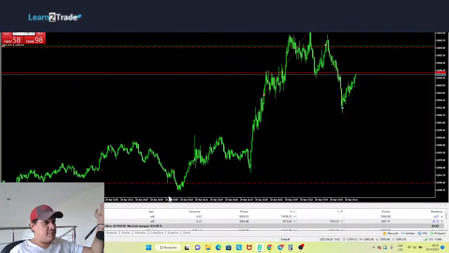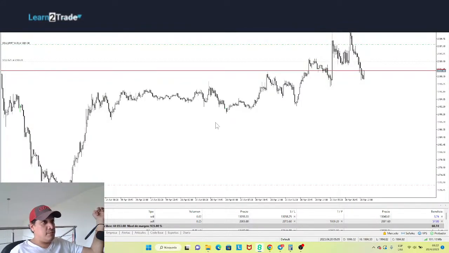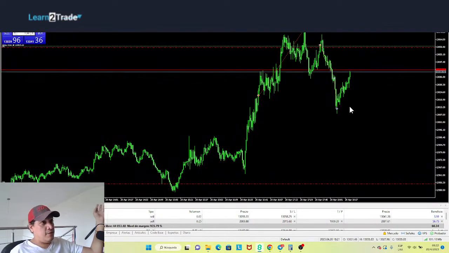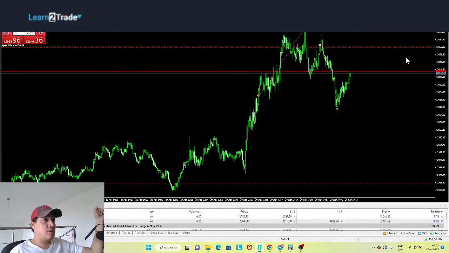But you see, there is more than enough setups in the market for you to make money. There you go. Oh, spot on. Nasdaq shorts take profit.